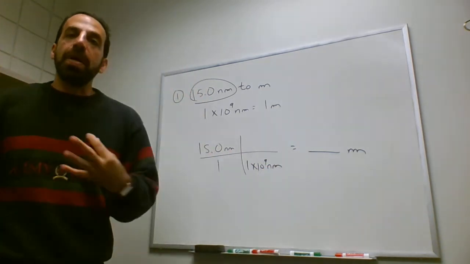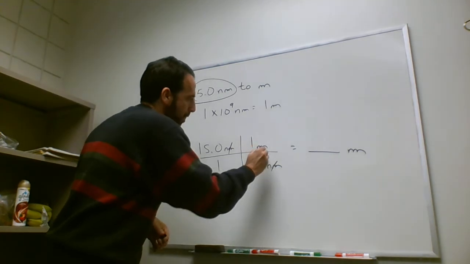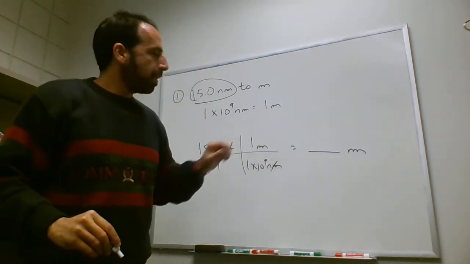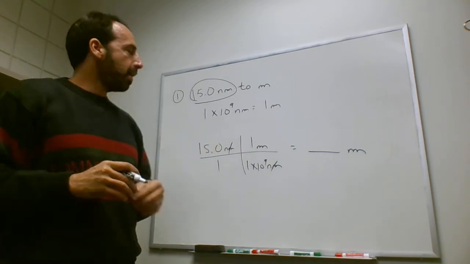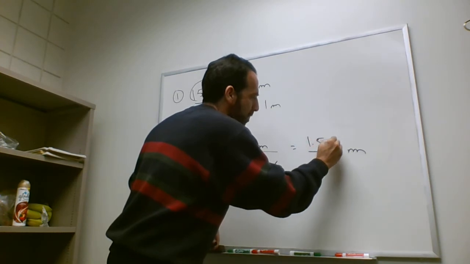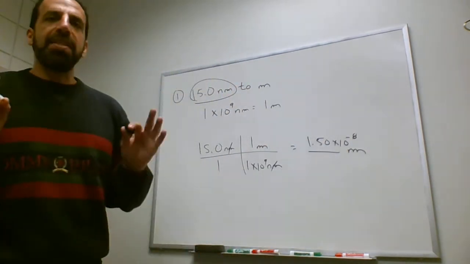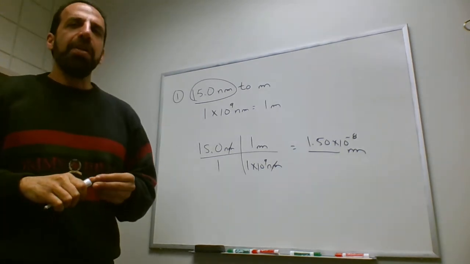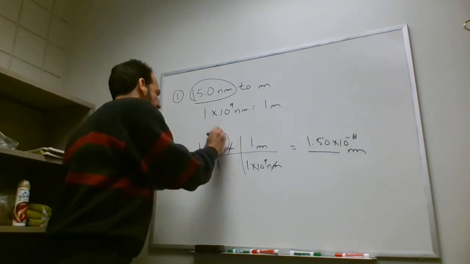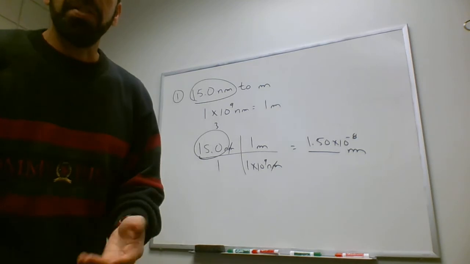So we're just going to cancel out units. My nanometers cancel out, and I put 1 meter on top. So at the very end, the units that you want have to be at the very top, the numerator. I work this out, and I'm going to end up with 1.50 times 10 to the minus 8 meters. In terms of significant figures, always go by the number in the original problem. This one had 3 significant figures, so your final answer is going to have 3 significant figures.